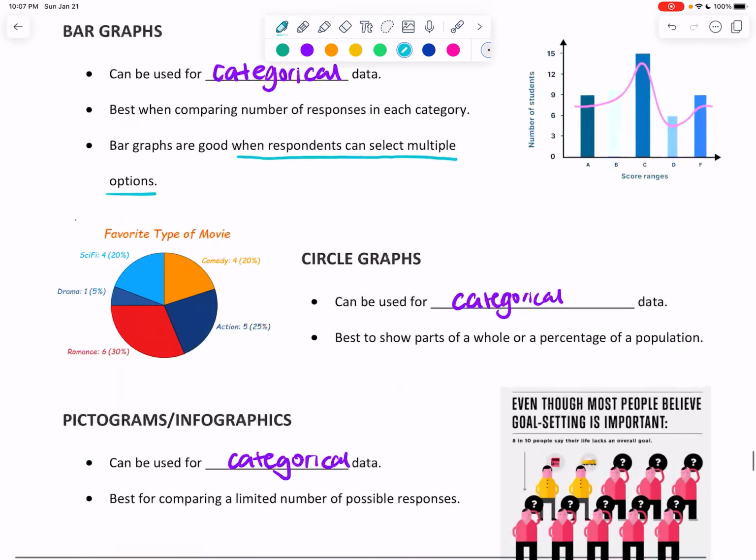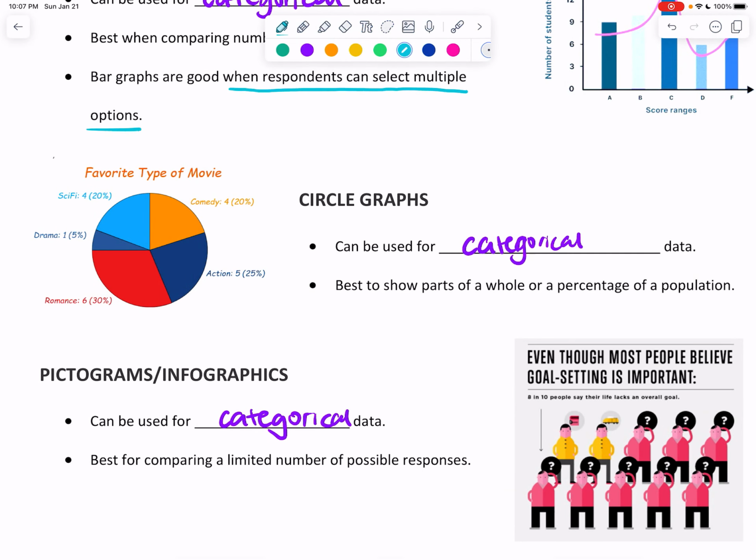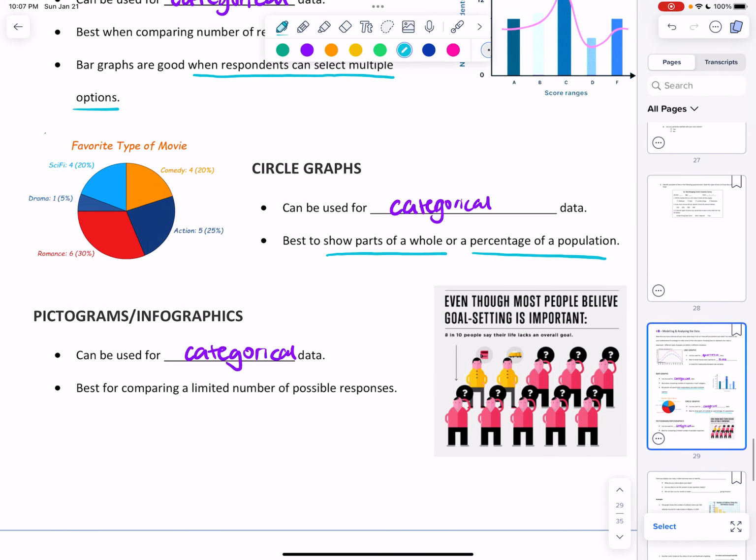Next is circle graphs. Circle graphs are best used when they show parts of a whole or a percentage of a population. So if I'm talking about a circle graph, I want all of my categories, if they're labeled in percentages, to add to 100%. Or if I'm showing all of these as fractions, I want all of those fractions to add up to 1. Okay.